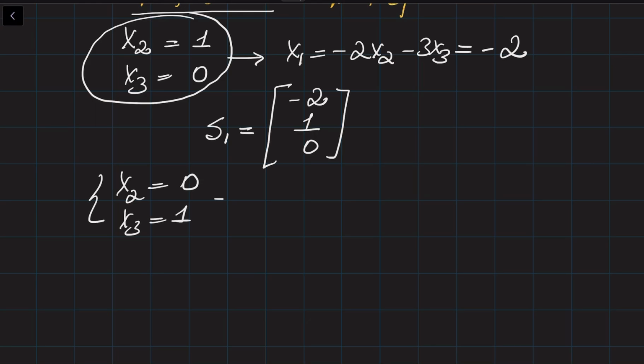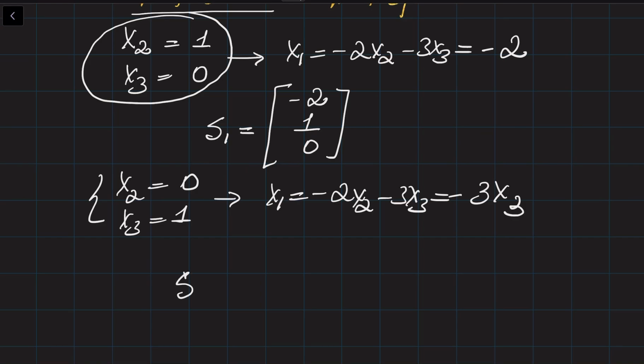And we have to substitute this into the equation x1 is equal to minus 2x2 minus 3x3. In this case, it's going to be equal to minus 3x3. Then I'm going to construct special solution 2 by just copying the value of x1. Sorry, it's going to be simply minus 3 times x3, right? Because x3 is equal to 1. So x1 is going to be equal to minus 3, x2 is equal to 0, and x3 is equal to 1. And this is going to be the second special solution.